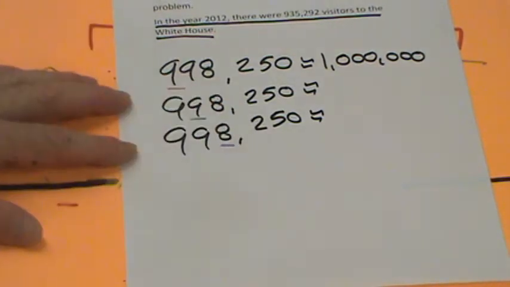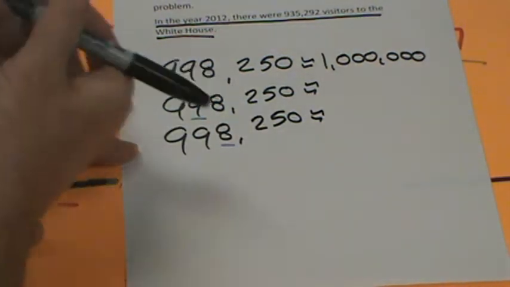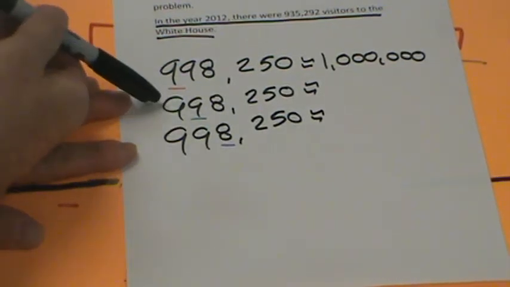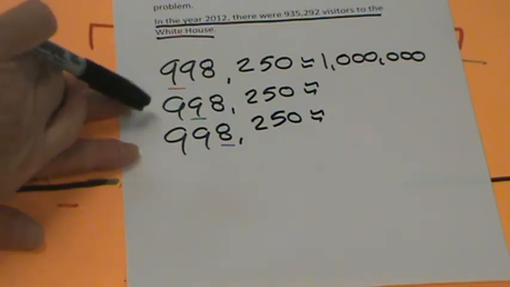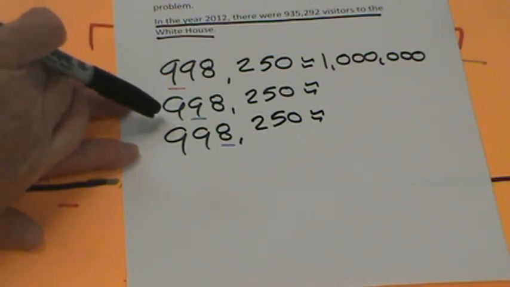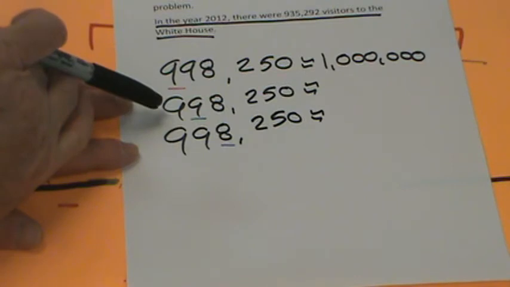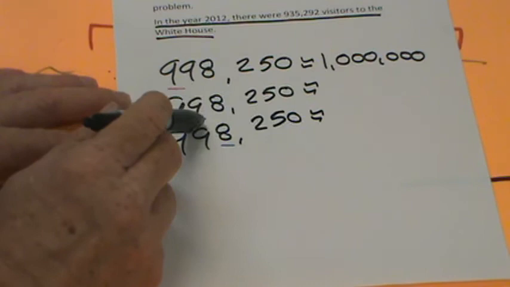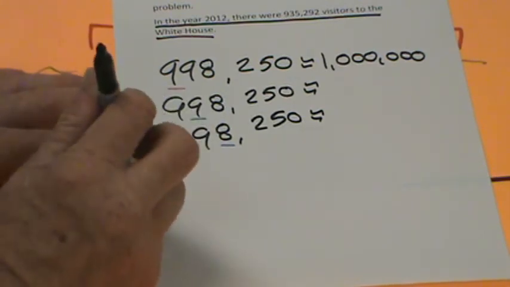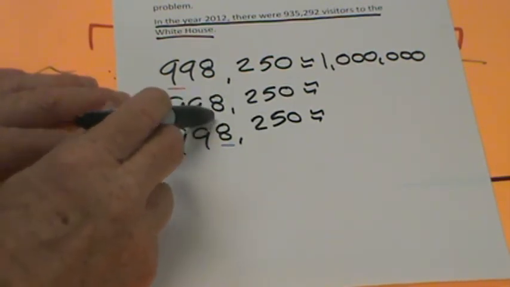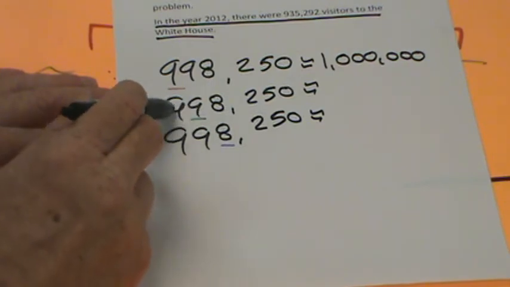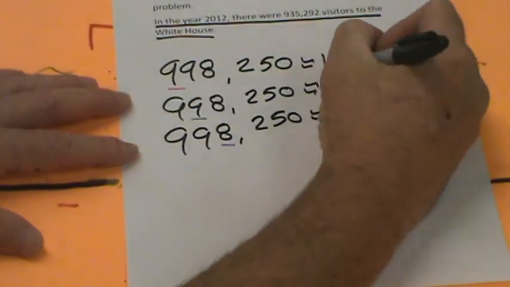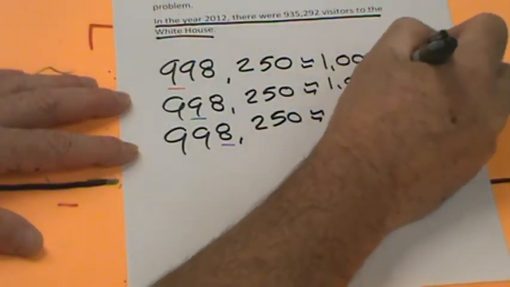Over here, 998,250. So we're rounding to the nearest 10,000. That'd be 990,000 and 1 million. So what's it closer to? Is it closer to 990,000 or 1 million? The midpoint is 995,000, and we can see that it's greater than the midpoint. It's 998,000. So we'd round this up to 1 million.